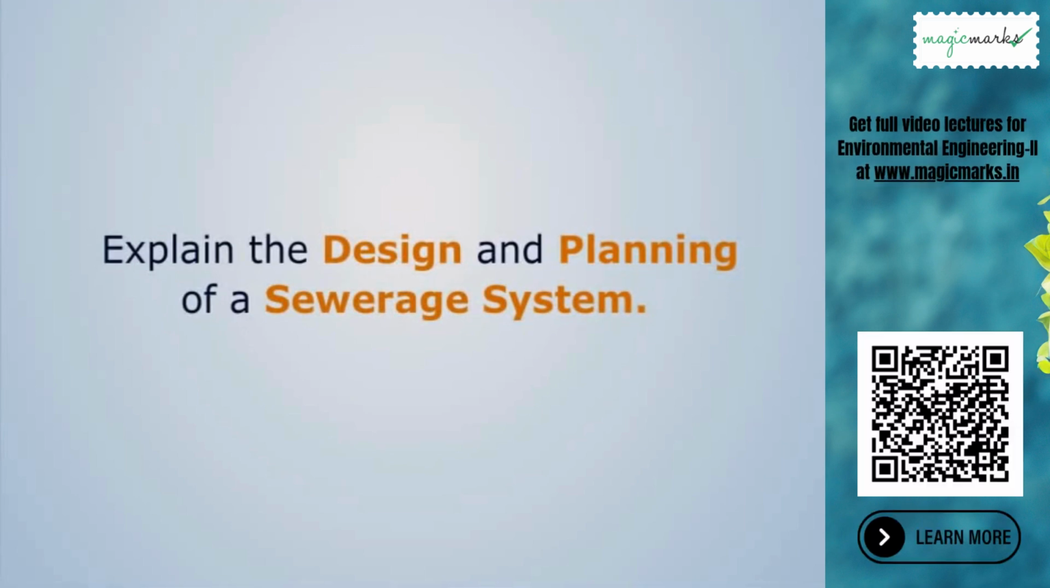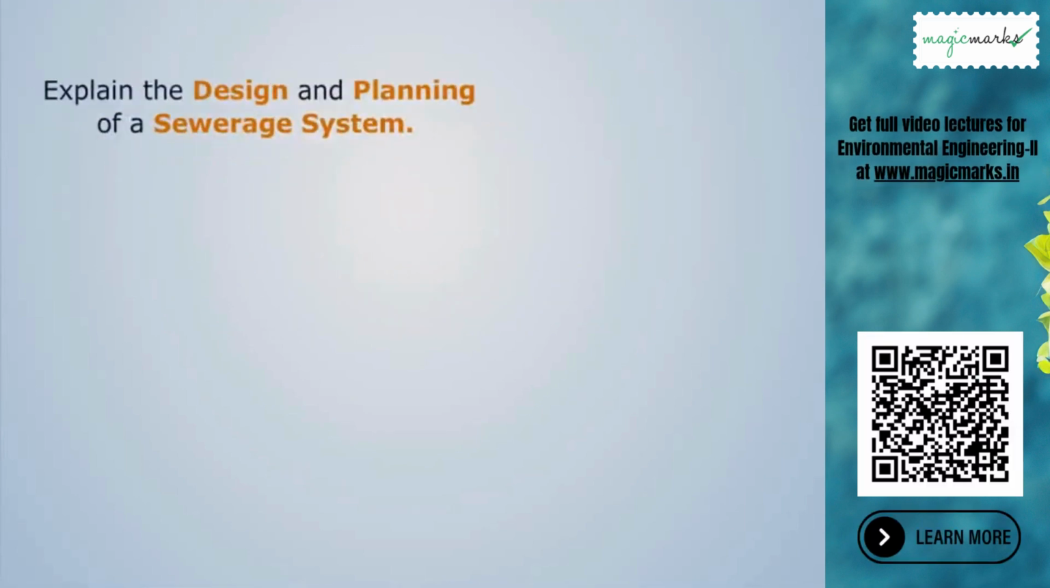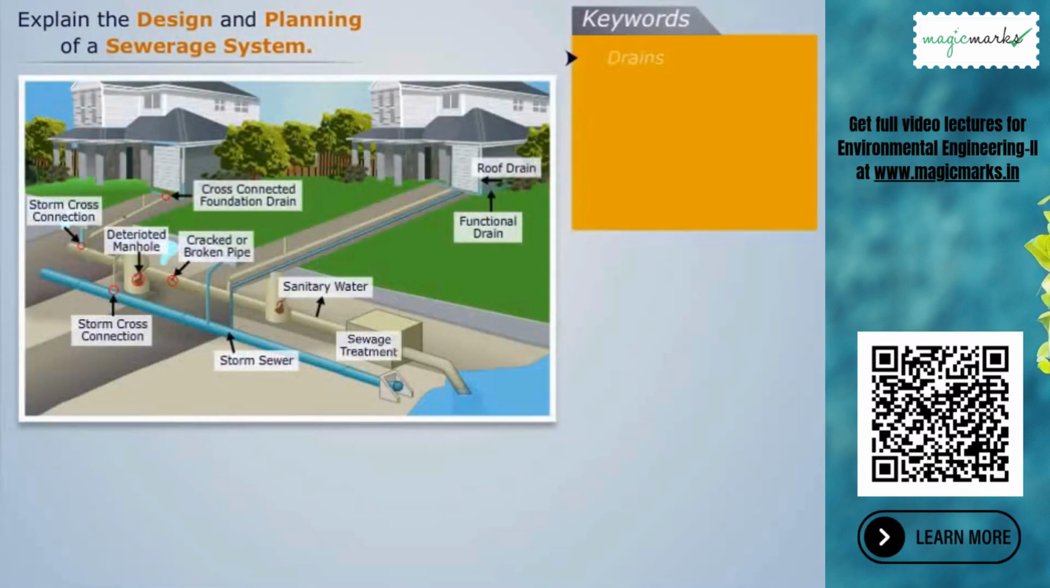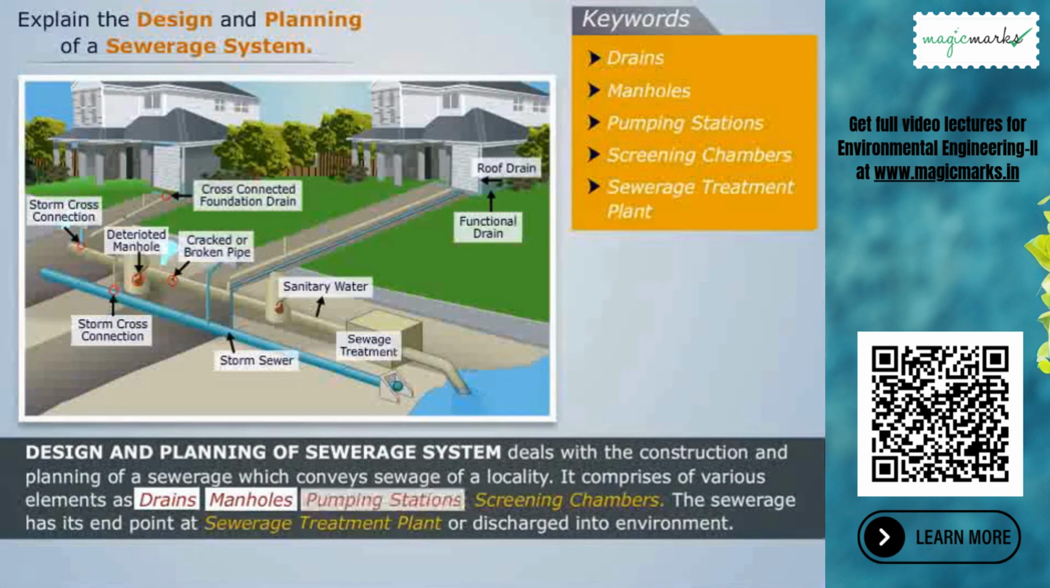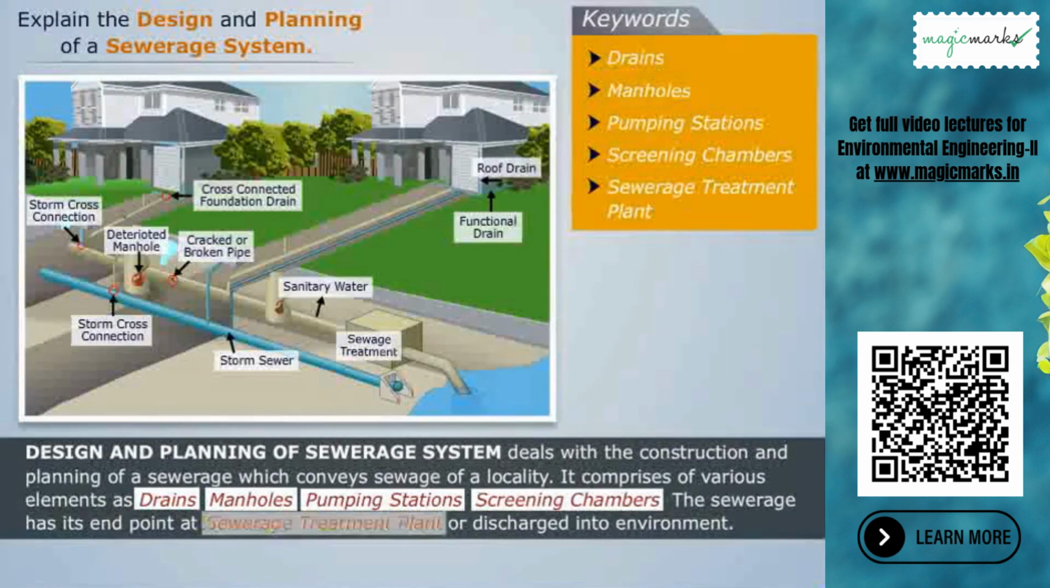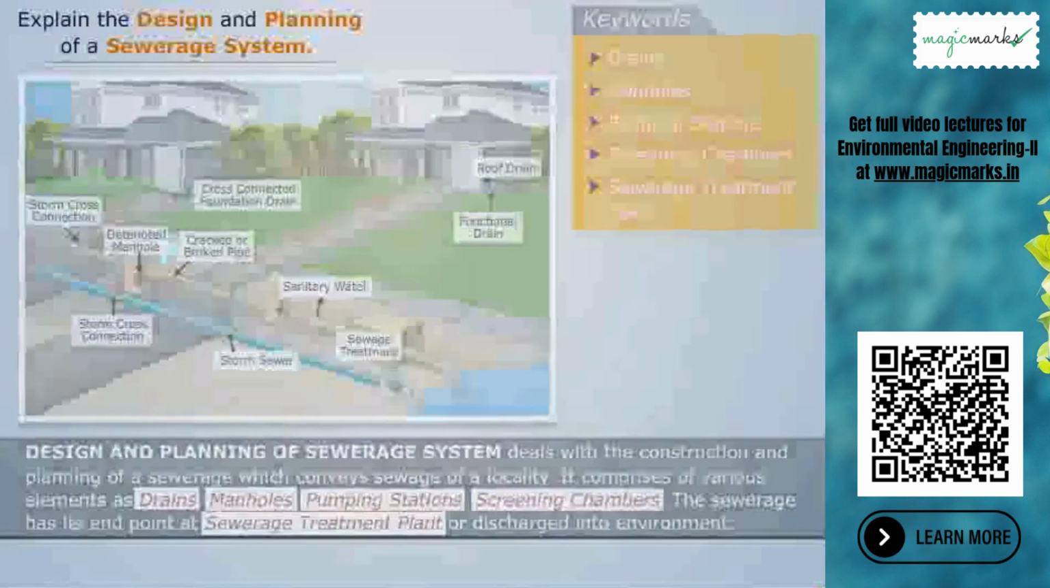Explain the design and planning of a sewerage system. Design and planning of a sewerage system deals with the construction and planning of a sewerage which conveys sewage of a locality. It comprises various elements such as drains, manholes, pumping stations, and screening chambers. The sewerage has its end point at a sewage treatment plant or is discharged into the environment.